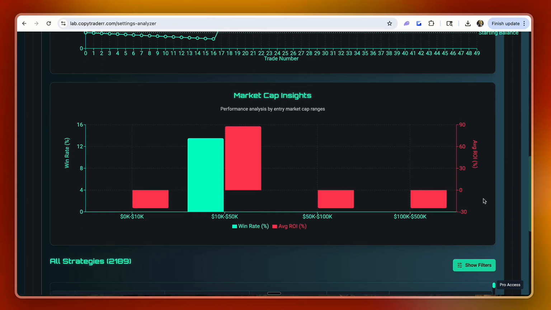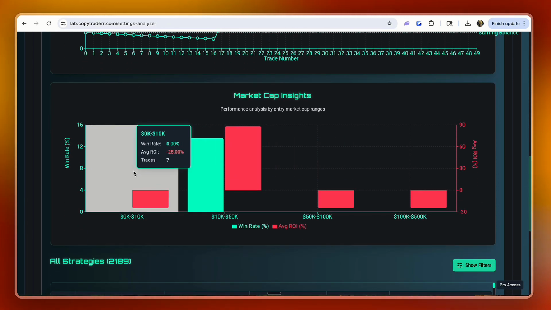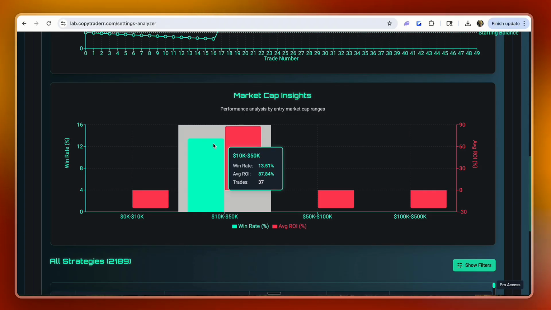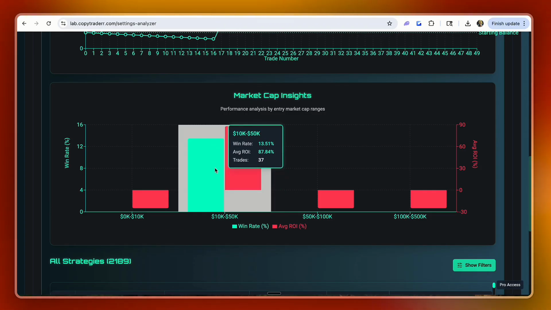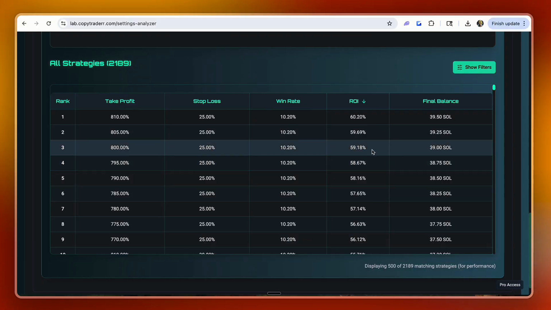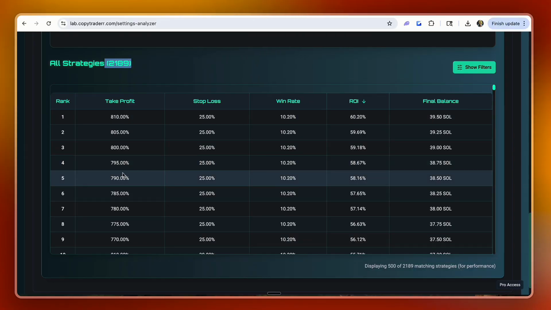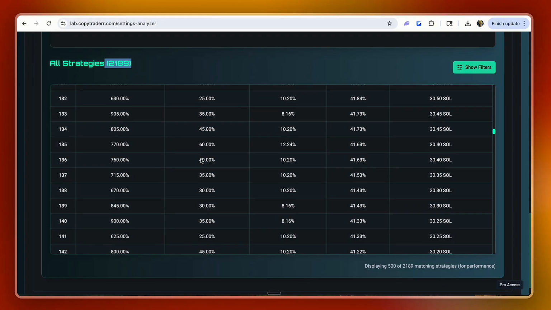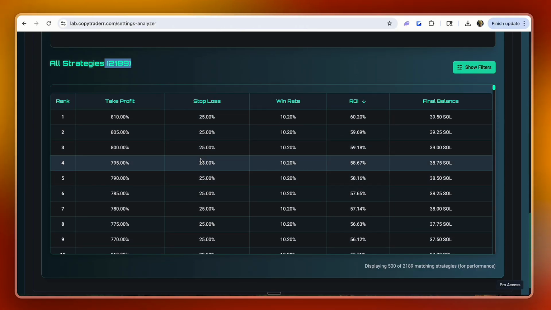Now you can come down and see market cap insights. Very interesting. You would have won only the trades between 10 and 50K market cap, and that's the entry market cap. So we can do a lot with this information, and I'll show you that in a little bit. And then here you've got all 2,189 combinations of take profit and stop loss, which you can go through to see which one you like best.